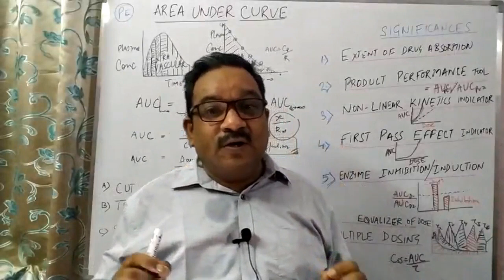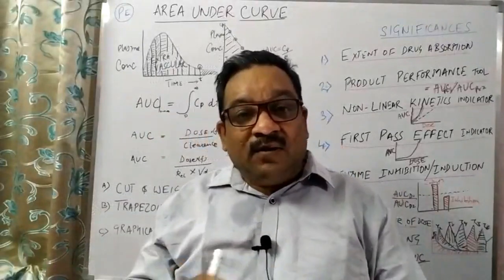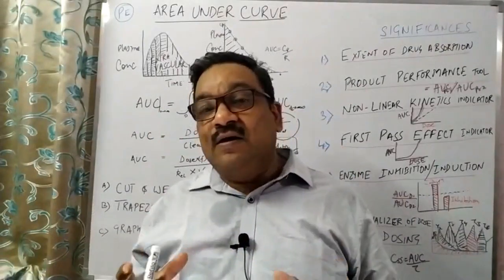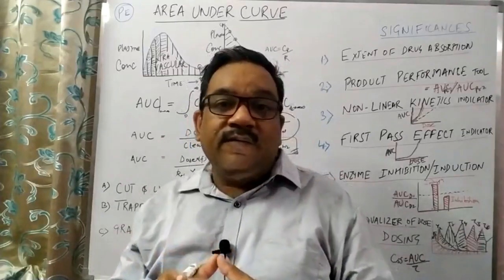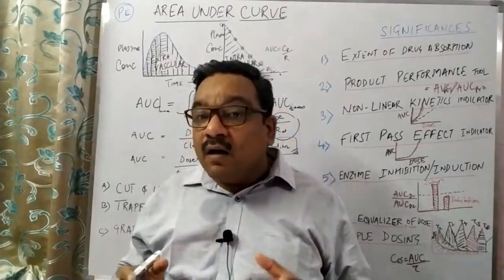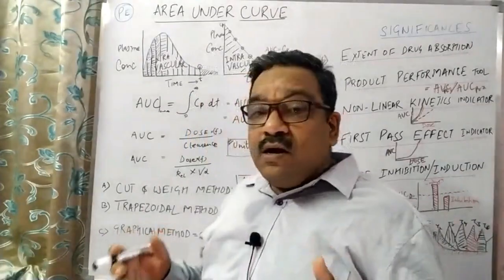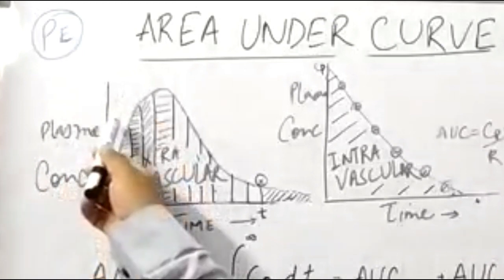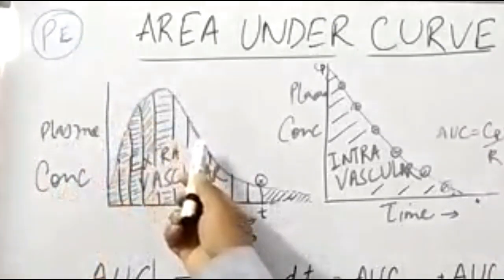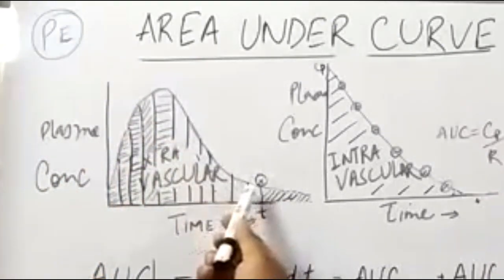In this video, I am going to explain what the area under the curve is. Area under the curve is one of the important pharmacokinetic parameters along with the clearance. Area under the curve represents the different concentration time points at which the drug reached the systemic circulation.